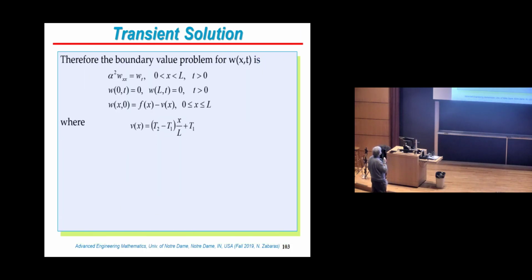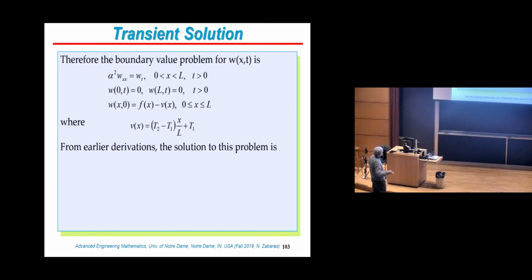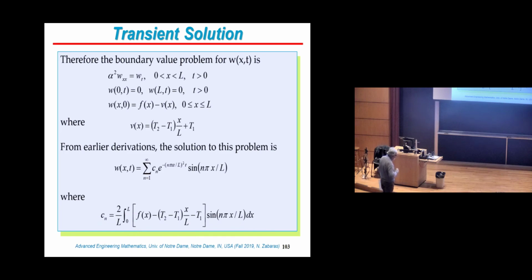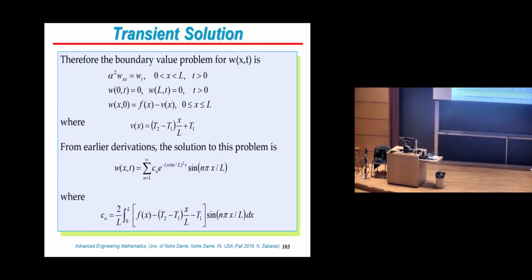So if you got that, this is the problem we need to solve. And this is exactly the same homogeneous problem we solved before. The only difference is instead of having initial condition f, now we have f minus V of x, where V is the steady state solution. Effectively, the solution for the homogeneous problem is identical to what we had before. The only difference is the coefficients C have to be computed for an initial condition which is f minus my steady state solution. Everybody can see?